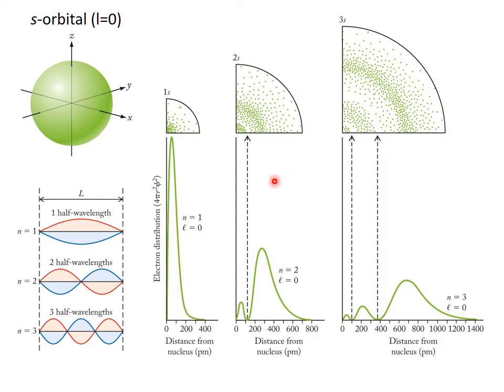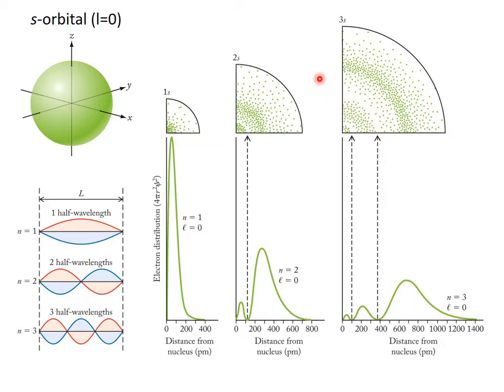That 2s orbital has a node in its electron distribution function. That node is a place where you're not likely to find an electron at all. If you look at the scatter plot, that shows up as a band of no electron density. Moving up to the 3s, so n equals 3, L equals 0, you can see we've got two nodes in the distribution function and therefore two bands of no electron density.